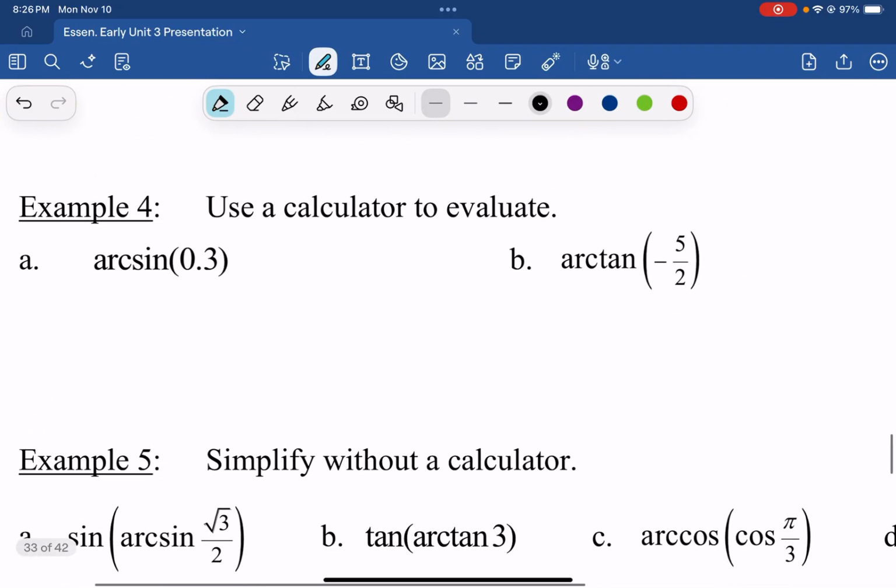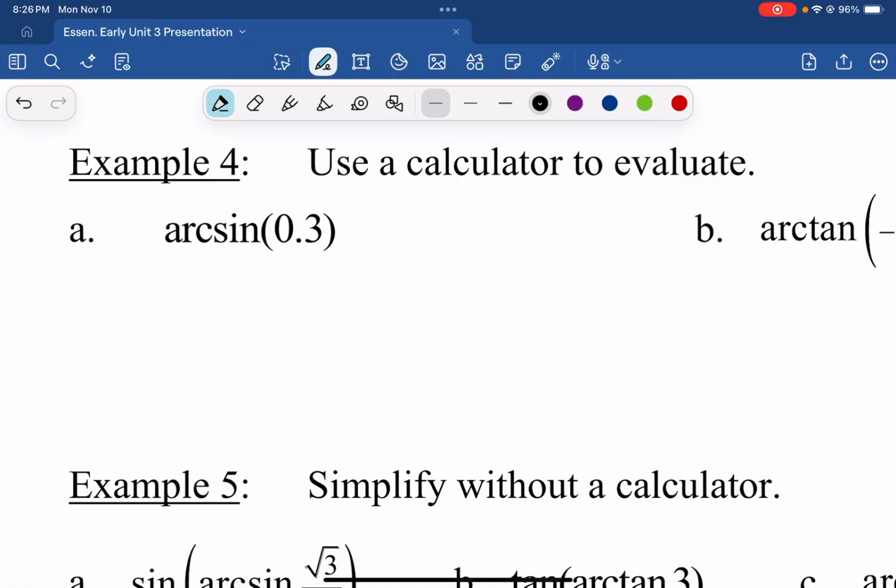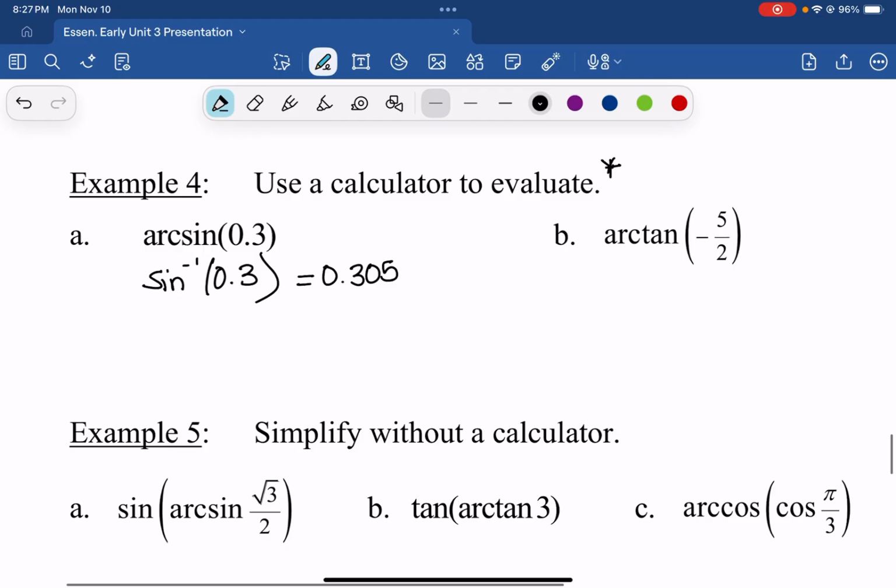For example 4, it says to use a calculator to evaluate. It kind of depends on your calculator, but this is also like sine to the negative 1 of 0.3. In this case, I get 0.305, and we need to make sure that we are in radians. Next, arc tangent of negative 5 halves gives me negative 1.190.